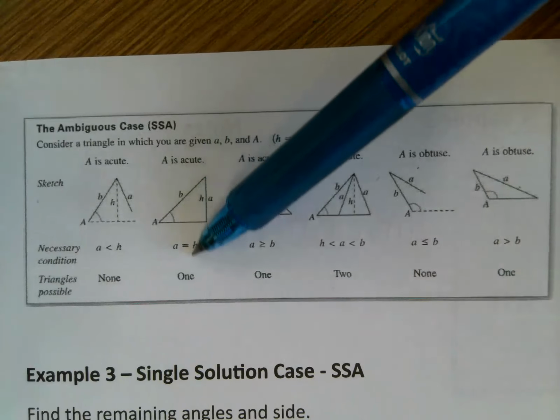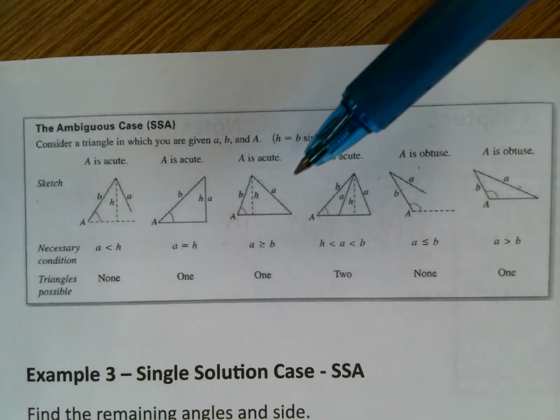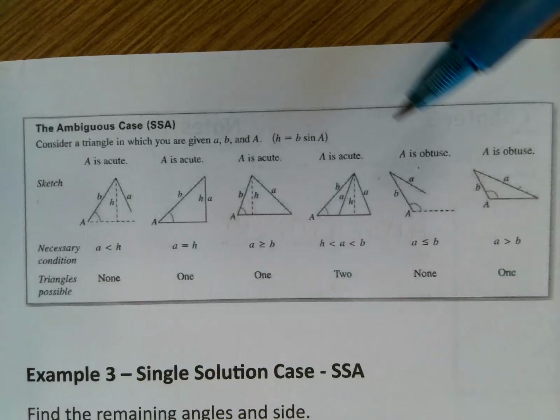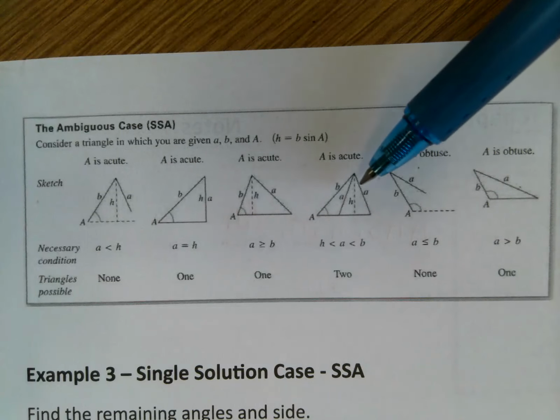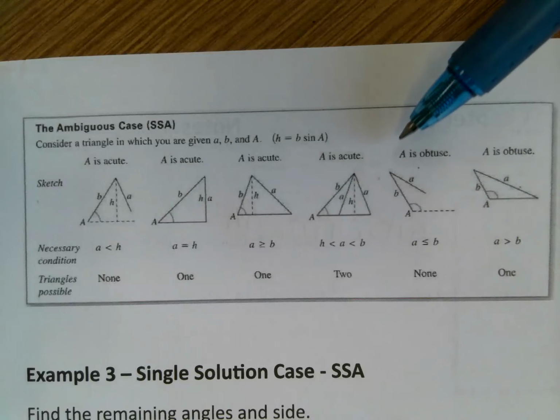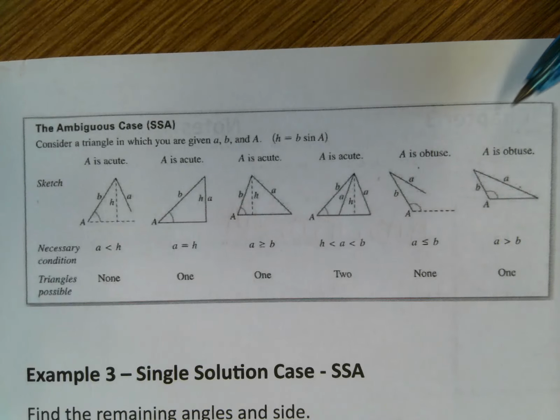You could have one solution if A is acute. You could have one solution in this format also, or if A is acute, you could have also 2 solutions depending on how that angle looks. If A is obtuse, there's definitely none. And then depending on if A is obtuse, depending on that side length, it could have 1.